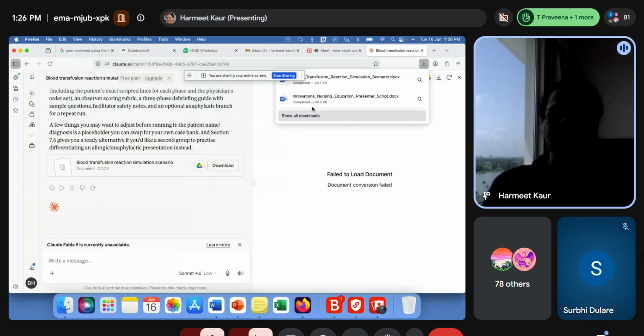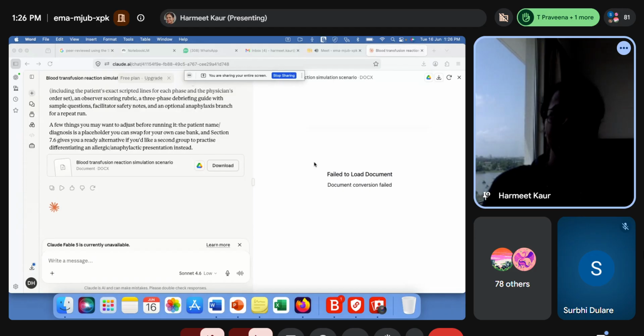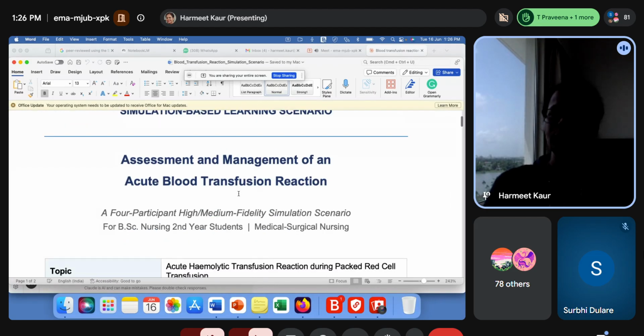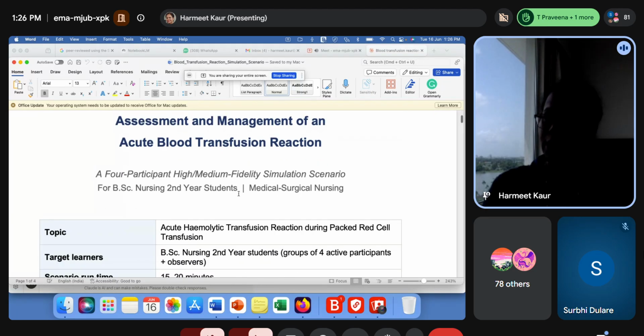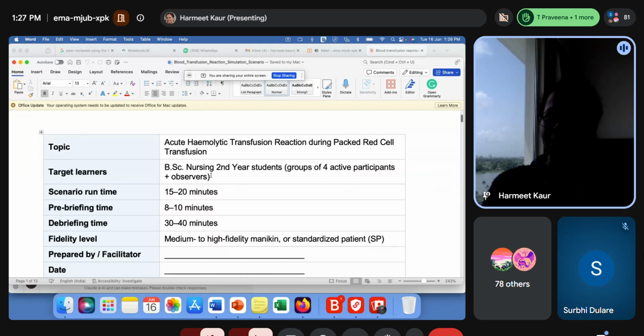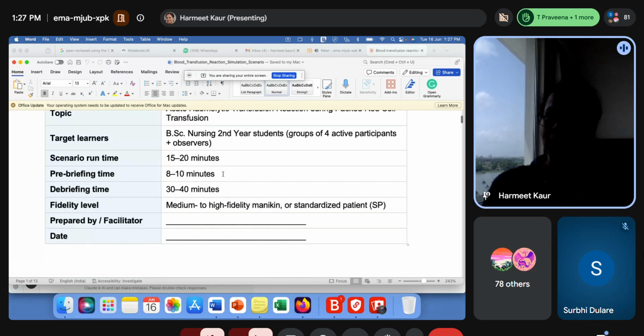So this scenario will be opening up now. You see, it has given me a very nice simulation-based learning scenario. You don't have to do anything. It has prepared it. The only thing is, you have to check it. It has given you the topic: acute hemolytic transfusion reaction during packed red cell transfusion. Your target learners are these. This is the scenario run time. It gives pre-briefing time, debriefing time, and the fidelity level. There can be some standardized patients who can act as a patient.